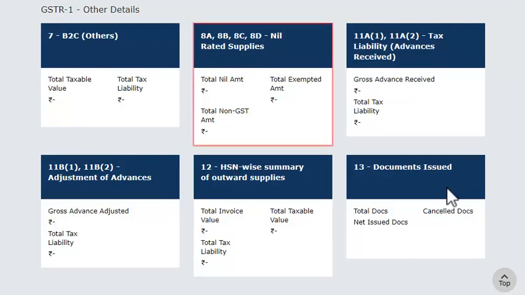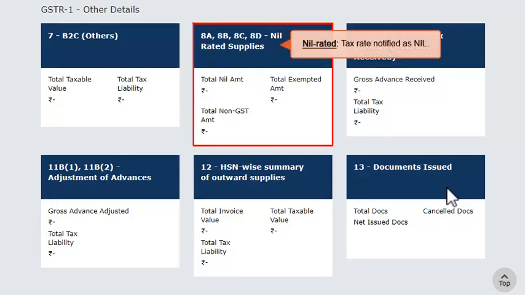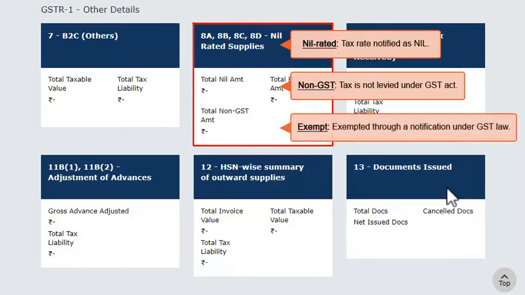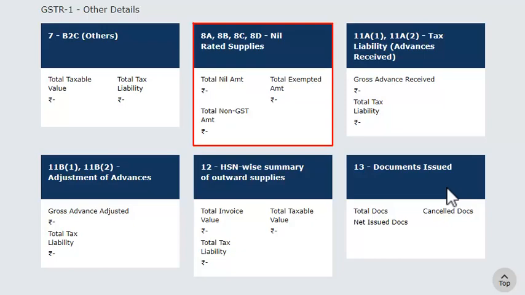GST has provisions for declaring nil-rated, non-GST and other exempt supplies. Nil-rated are those supplies for which the tax rate has been notified as nil. Non-GST are those supplies on which the tax is not levied under the GST Act, such as for supply of wine, beer, land, etc. Whereas other exempt supplies are those supplies which have been exempted through a notification under the GST law. While all these supplies carry a zero rate of tax, all these supplies must be captured separately in GSTR-1. Click the Nil Rated Supplies block to open its field as shown.